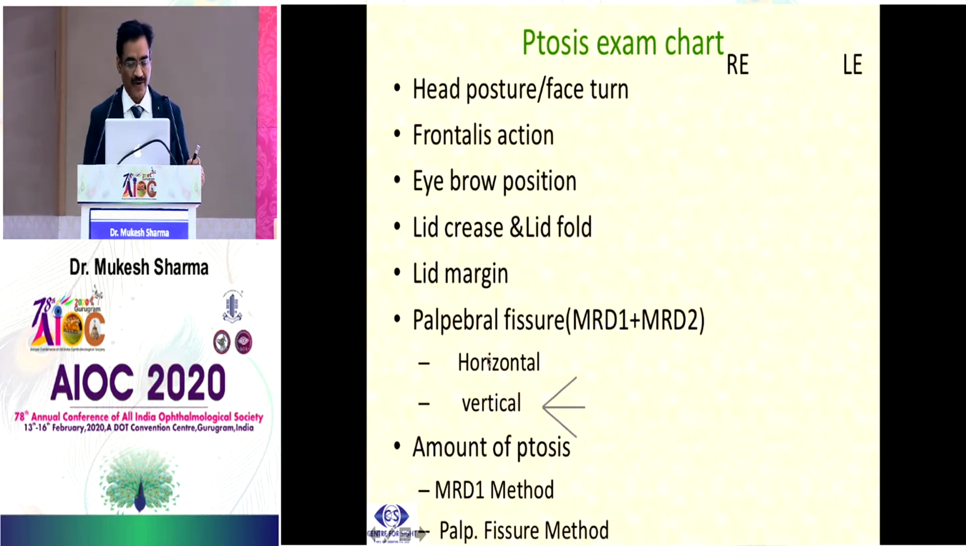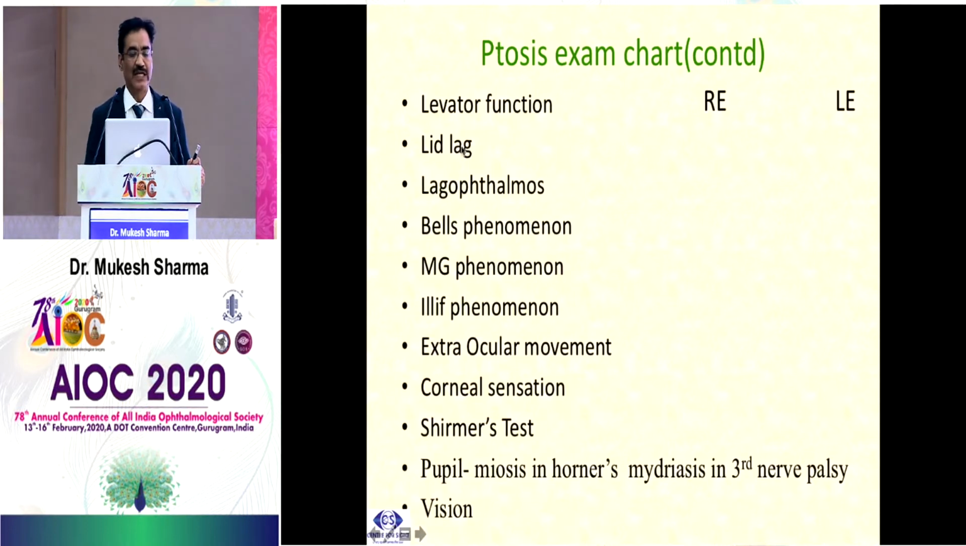Then palpable fissure and amount of ptosis by MRD method. Then there are 3 L's: levator function, lid lag, lagophthalmos. Then there are 3 phenomena: Bell's, Marcus Gunn, and Iliffe. Then there are 3 ancillary signs. What are these 3? Extraocular movement, corneal sensation, and Schirmer test. And then there is pupil and vision.